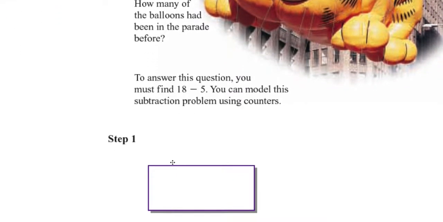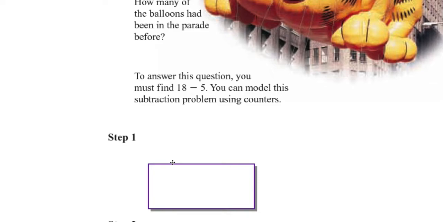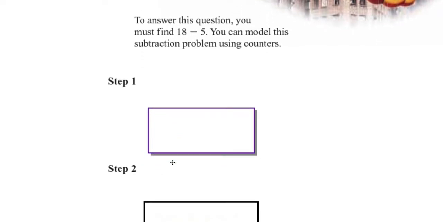You can model this subtraction problem using counters. Remember, you did this all the way back in second grade or third grade. You know for a fact that the answer is 13. Now that we are dealing with integers, we're going to have to find another method to find the difference because integers now will be dealing with positive and negative numbers. So you can model this subtraction problem using counters.